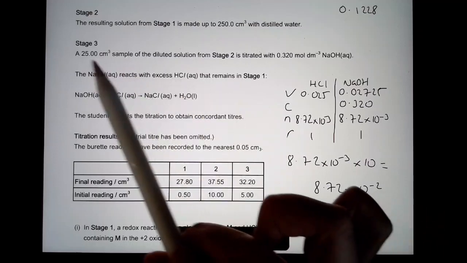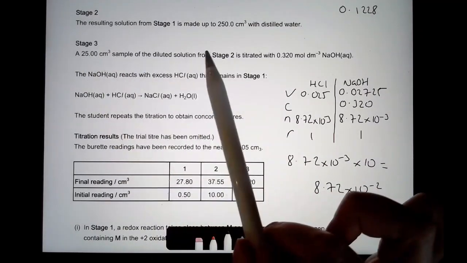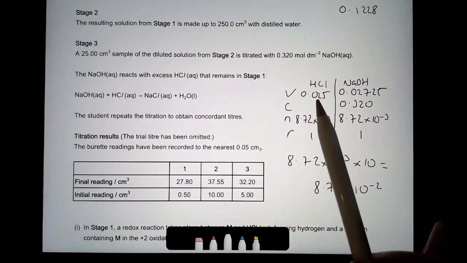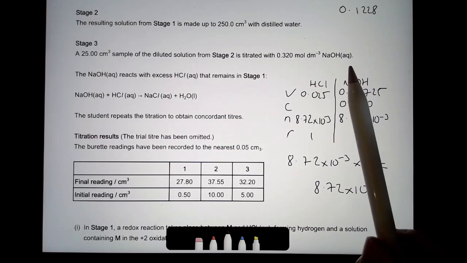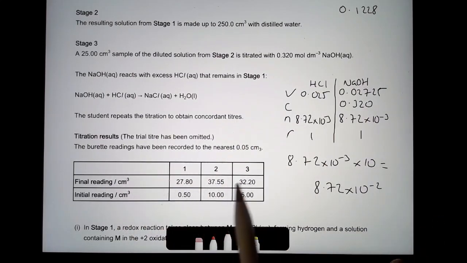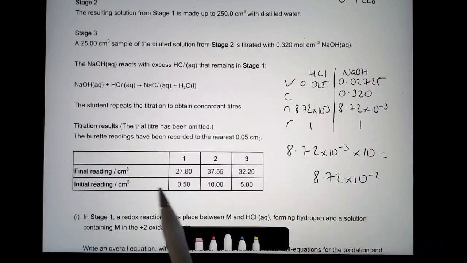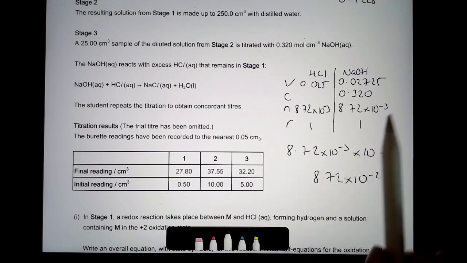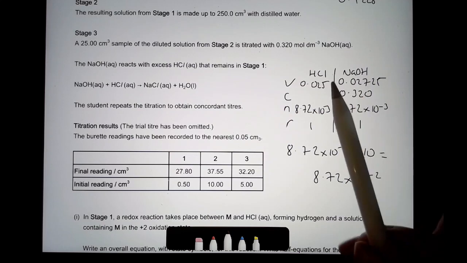So I'm told that I've got 25 centimetres cubed of the sample from stage 2, which is the sample with HCl in it. So that's my volume of HCl. With the NaOH, this is what you had in your burette. You're going to need to work out the mean titre. So you'll have to work out your 3 titres, and then you're only getting the mean using concordant results. So this one here will work out as 27.3, and this one is going to work out as 27.2, and they will be your concordant titres. This one is going to be discarded. So once you've got the mean, that's going to be the volume there for NaOH.